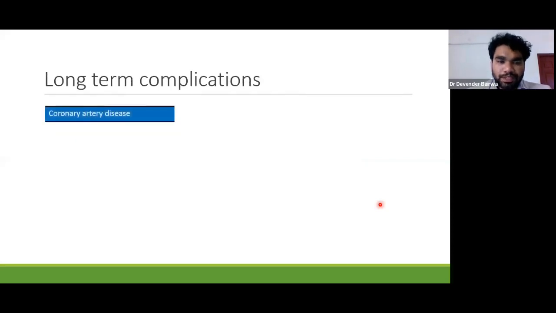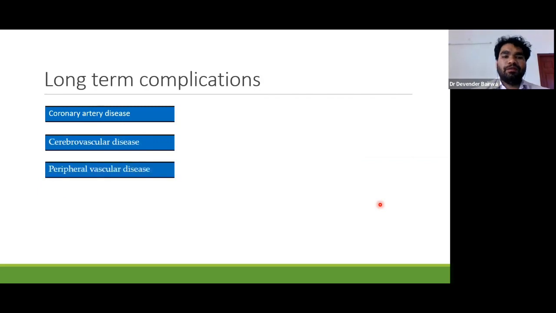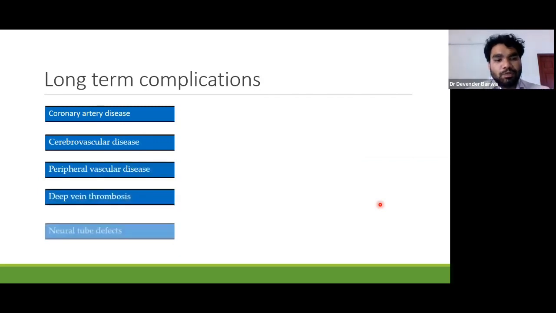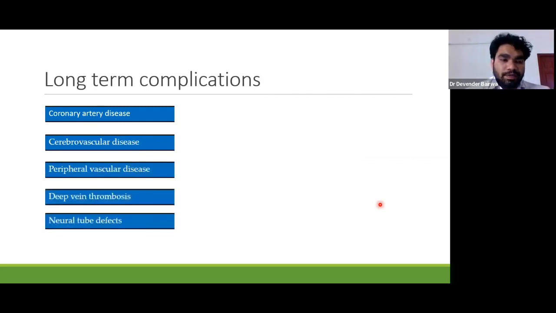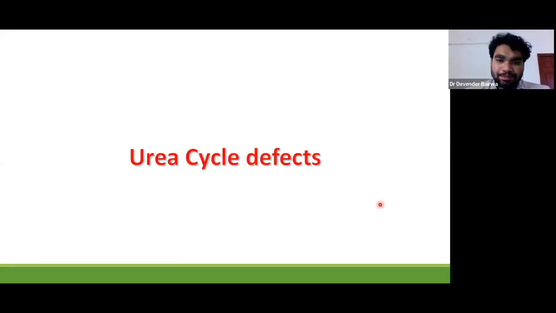Long-term complications, as we discussed, include coronary artery disease, cerebrovascular disease, peripheral vascular disease, and deep vein thrombosis. And as we know, because of folate deficiency and B12 deficiency, there are neural defects. So there can be neural tube defects in hyperhomocysteinemia. Then dementia and Alzheimer's disease patients have also been found to have high levels of homocysteine.